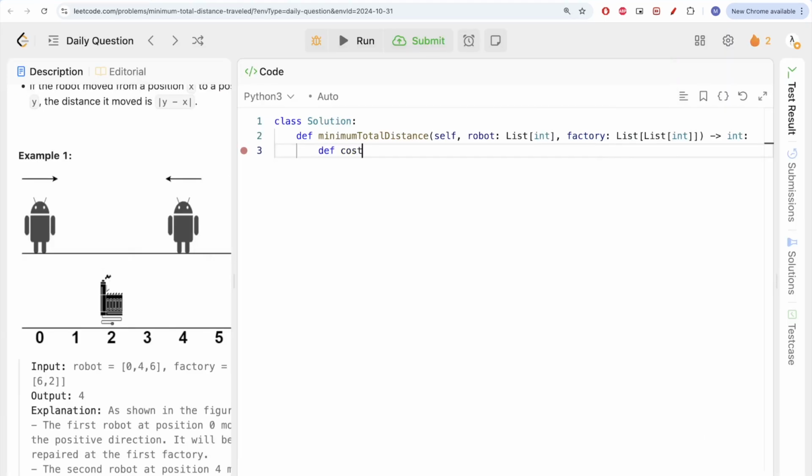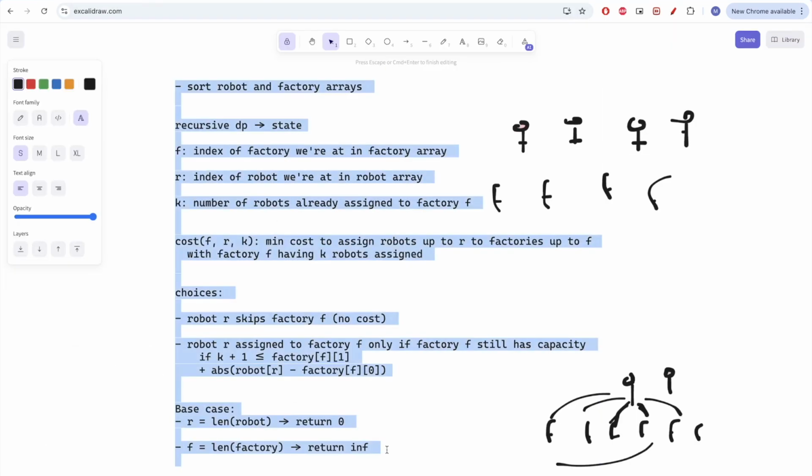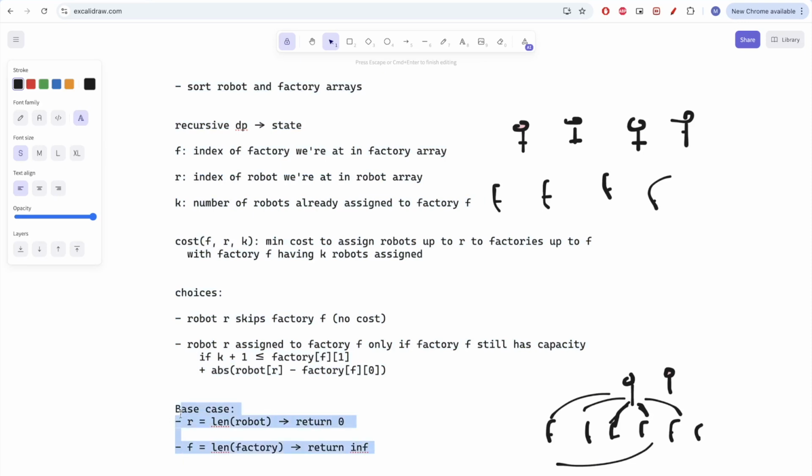So in the overview, we said we need a function like this with these parameters that we need to return. We said we also need to sort both the factory and the robot, so we sort those. And then we need to return the cost. We start at the first case, so we are at the first robot and the first factory and no robot was assigned yet. So that's the first one. Now let's just do our base cases, which we said here. So like this.